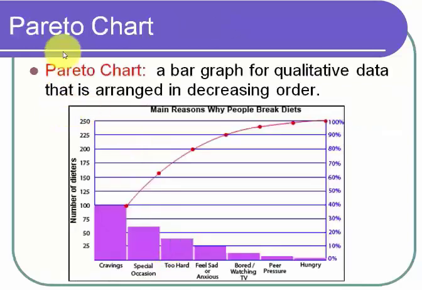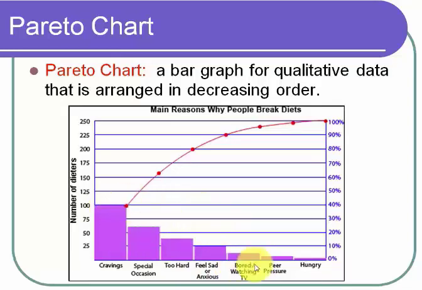So this chart is called a Pareto chart. And a Pareto chart is a bar graph for qualitative data that is arranged in decreasing order. So here's an example. The survey question is, why did you break your diet? You've been on a diet and you're not anymore. What happened? Notice it is a qualitative survey question because the answer is, it was just too hard to diet. Or I was bored and I just watch TV and I eat when I watch TV. Okay, whatever it might be.